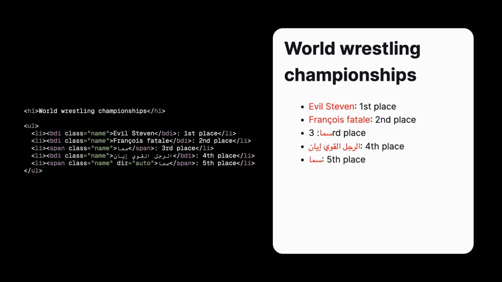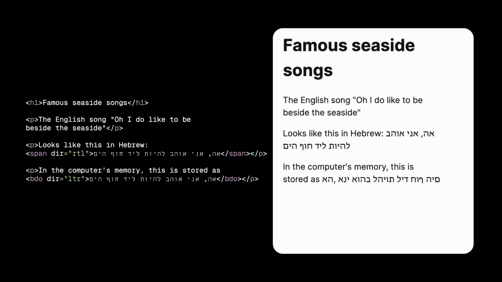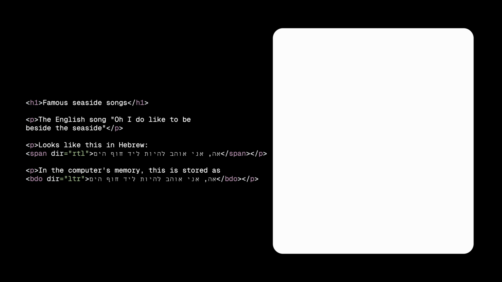BDI tells the browser's bidirectional algorithm to treat the text it contains in isolation from its surrounding text. It's particularly useful when a website dynamically inserts some text and doesn't know the directionality of the text being inserted. BDO overrides the current directionality of text, so that the text within is rendered in a different direction.